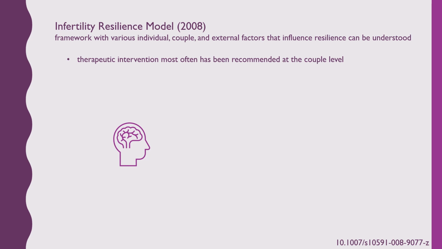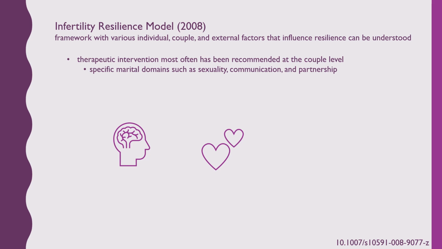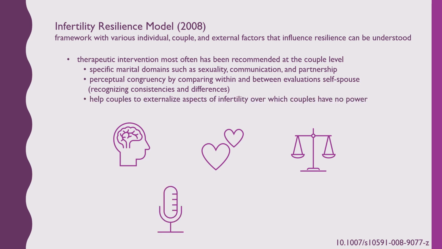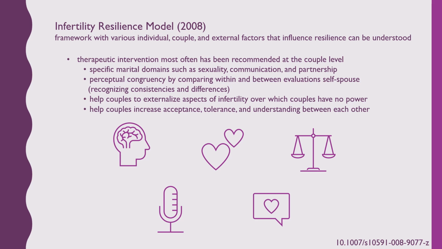This model defends that therapeutic intervention should be at a couple level, ideally, and be specific to marital domains such as sexuality, communication, and partnership. And we should always try and evaluate the perceptual congruency of the couple's perceptions, meaning that we should compare both spouses' perceptions and see if they are consistent, if they are different, why, how does that affect them, and how we can come together. We should always help couples externalize aspects of infertility that they feel they have no control over, and we should help them increase acceptance, tolerance, and understanding between each other.